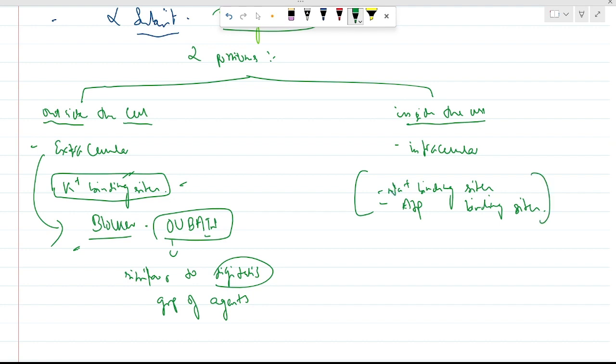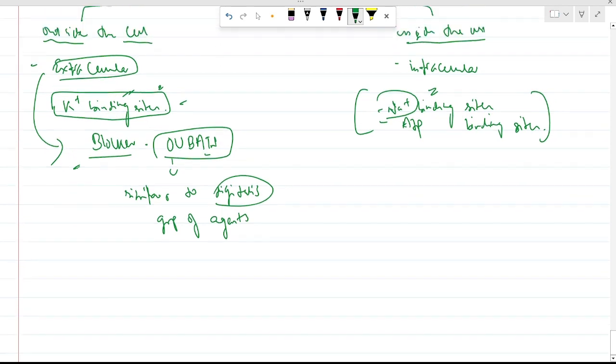You can remember this pretty easily. 3 sodium gets transported outside, so the intracellular side has sodium binding sites. 2 potassium gets transported inside, so the extracellular part has the potassium binding sites. We have discussed the alpha subunit's binding sites.